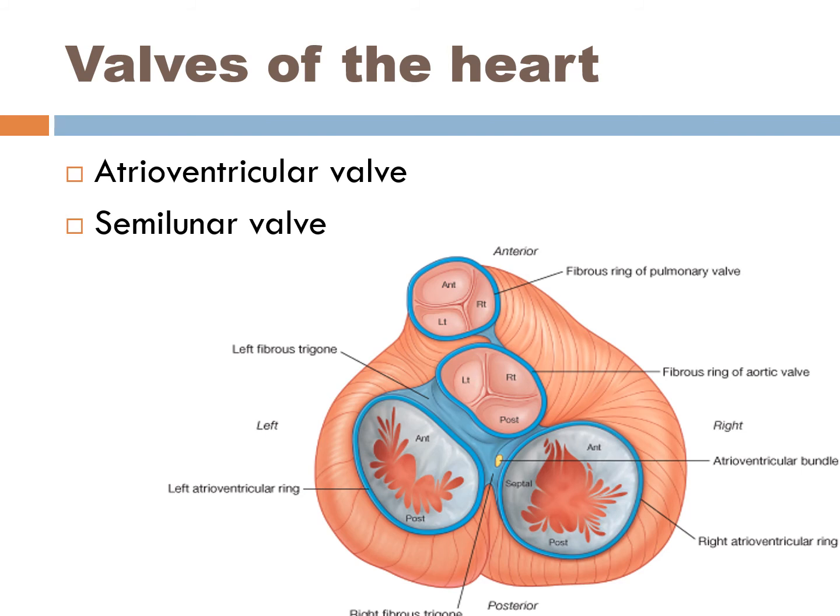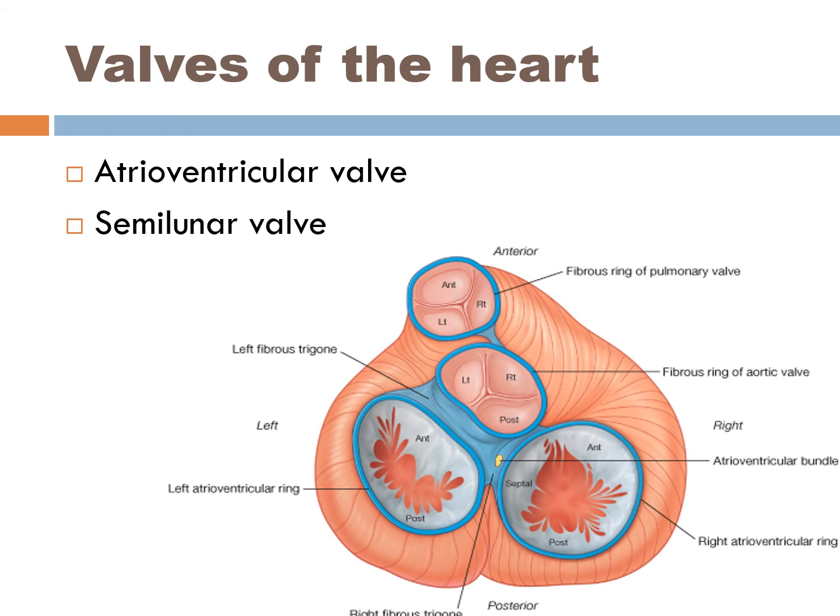Semilunar valve is included in this: in the aortic orifice it was called the aortic valve, and in the pulmonary orifice we named it the pulmonary valve. So these are the valves of this heart. Mainly there are four valves: aortic valve and pulmonary valve, then tricuspid valve and mitral valve. So this is the major valves of this heart.